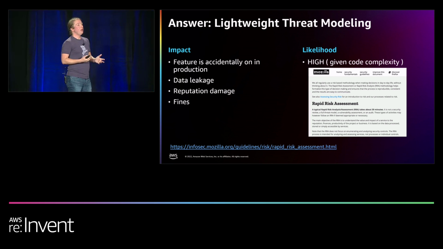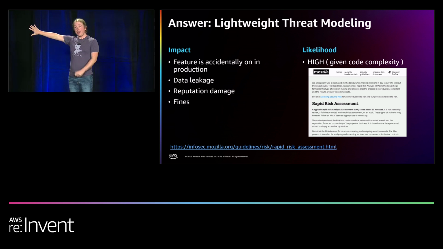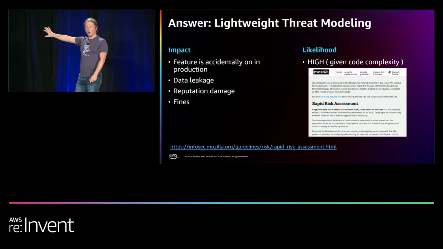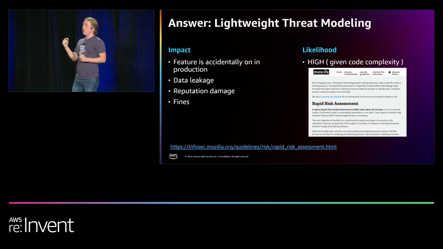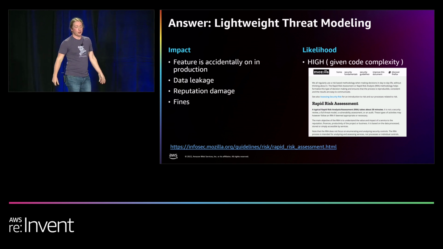The answer to this is to do some kind of lightweight threat modeling. A lot of people don't think that threat modeling is practical at scale because threat models take a long time. But building a lightweight threat modeling process into your technical design review, like the Mozilla Rapid Risk Framework, will give you really good insight into what the potential risks are as part of a feature rollout. And I can't stress this enough. This is a great framework that you can just pull into your TDD process.